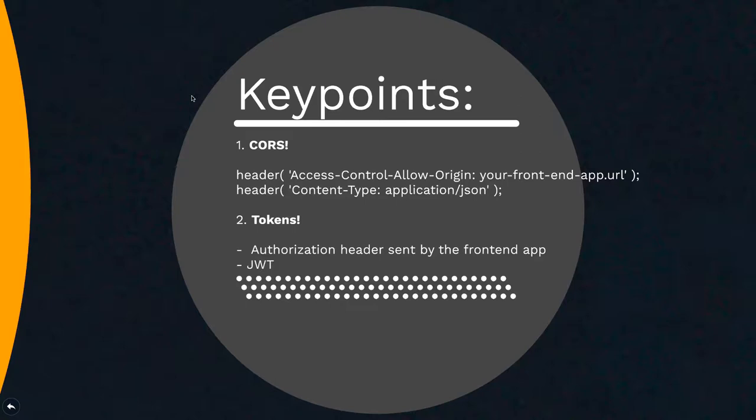Cross-origin error happens when a request to an endpoint comes from a different domain. It's a basic security feature that servers implement. But if you put this certain code on your application, it would allow access to your application from whatever domain your front-end application is hosted on.